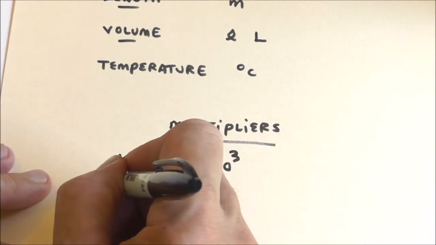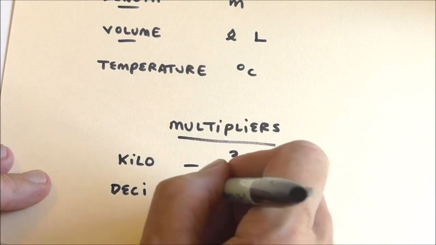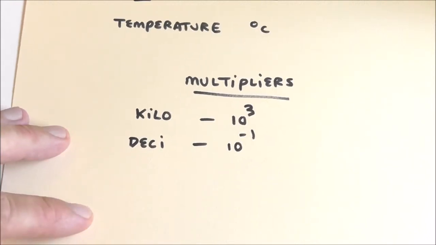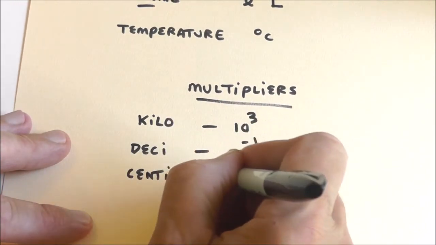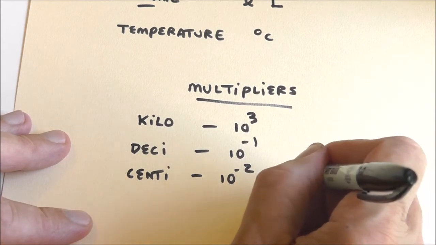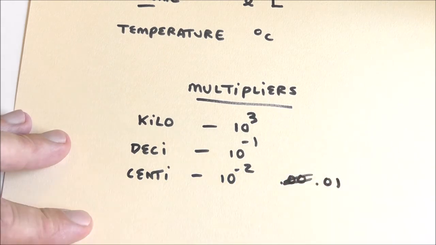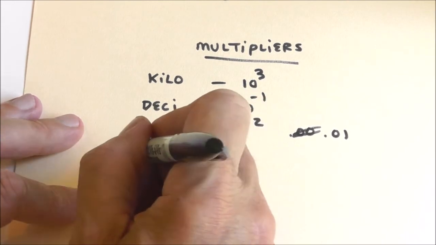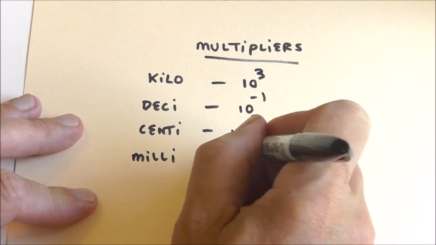Like, so a deci is a tenth of something. That's 10 to the minus 1. All right? Centi, 10 to the minus 2. Now, you know that means 0.001, or excuse me, 0.01. I forgot where I was. But we're gonna try to harp on powers of 10 here. Milli, 10 to the minus 3.